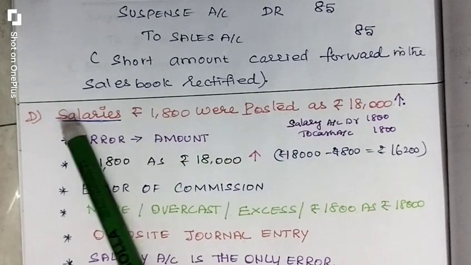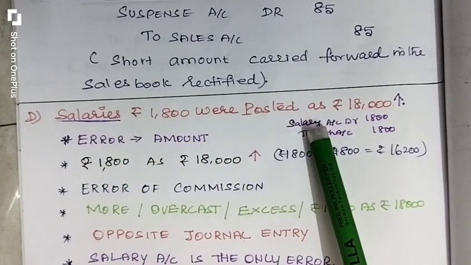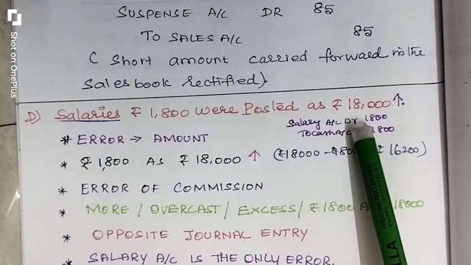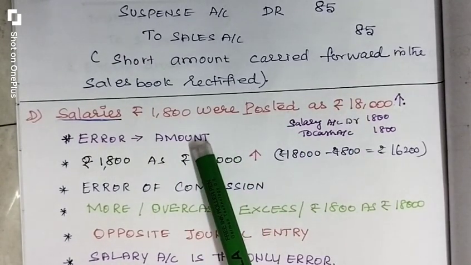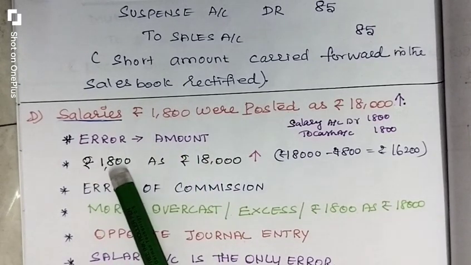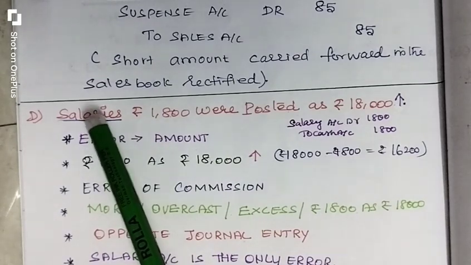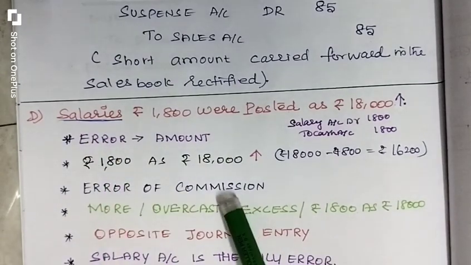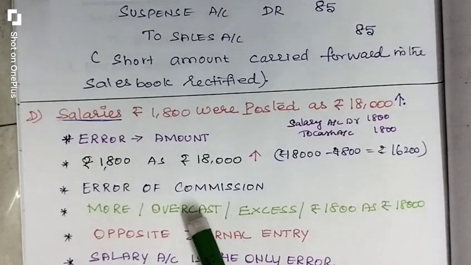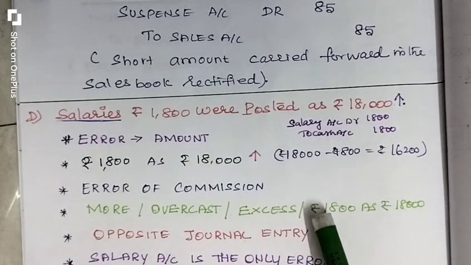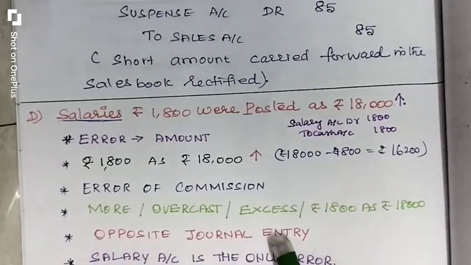Okay. Which account is affected here? Salary account. Where is the salary account? Salary account is on the debit side. Which is the error? Amount is the error. So instead of 1,800, an accountant entered 18,000 on salary account. That is called error of commission. Okay, whenever you see overcast, excess, 1,800 entered as 18,000, you should follow the opposite journal entry.